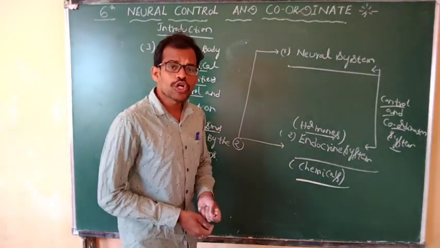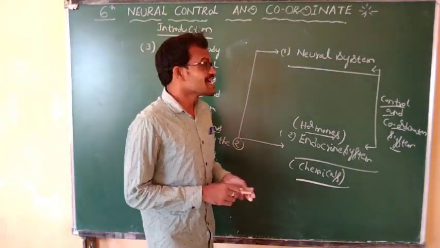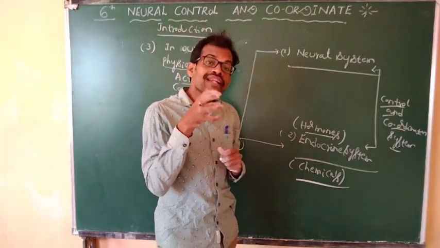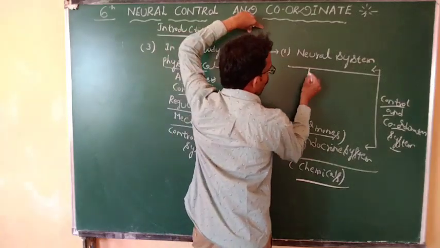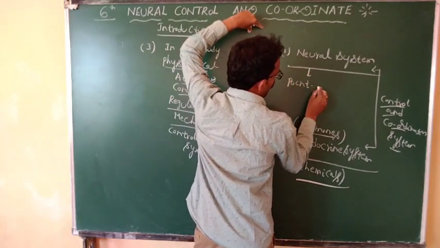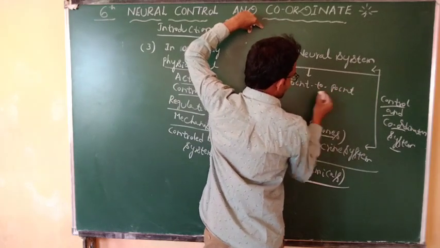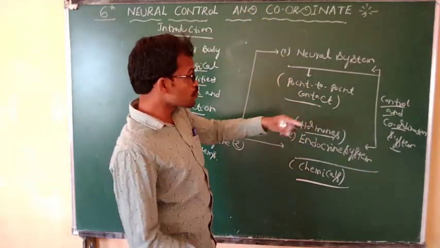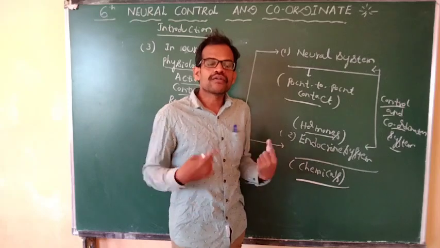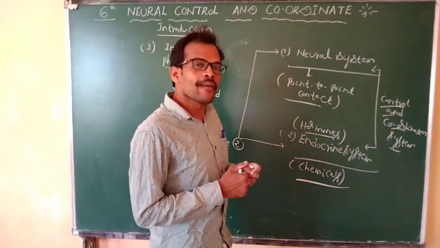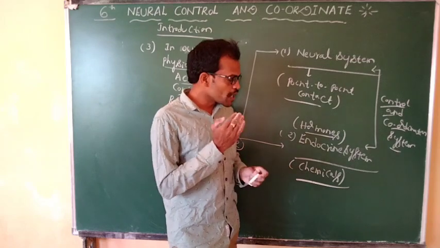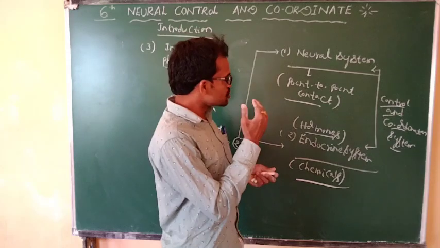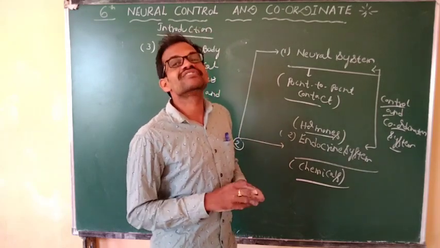The neural system works by point-to-point contact. The point-to-point contact is a neural control mechanism across the entire body. And the endocrine system is a chemical control, the integration of chemicals. These hormones are helpful for the physiological activities.